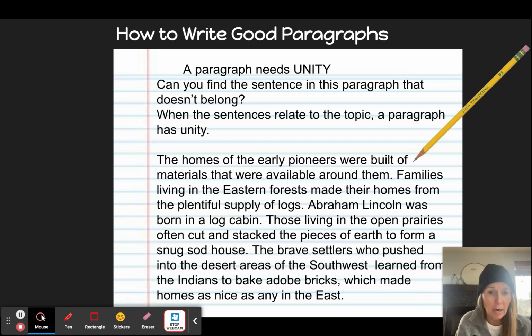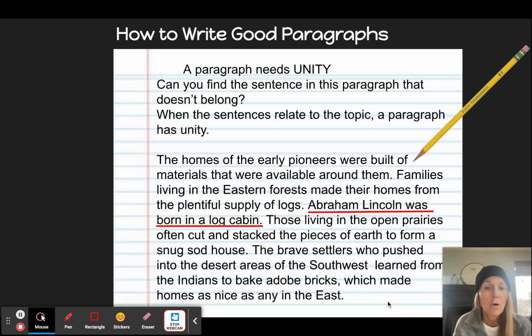So, what part are you thinking of that paragraph does not belong? It's kind of like one of these things doesn't belong. Which part doesn't really relate to the topic sentence? So when you read the topic sentence, it's the homes of the early pioneers were built of materials that were available around them. So I'm guessing you have a pretty good idea, and I'm going to help you now.